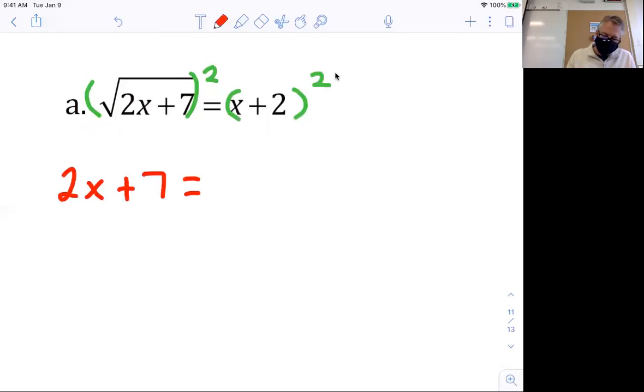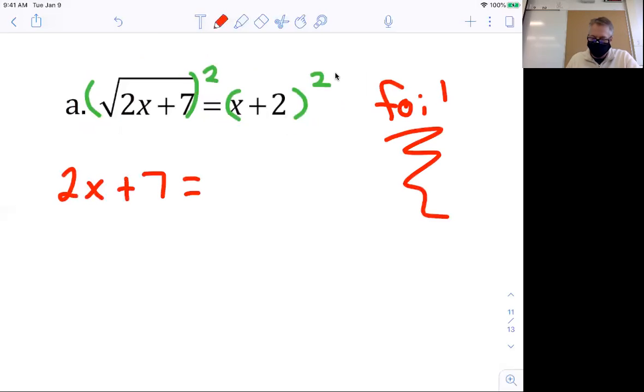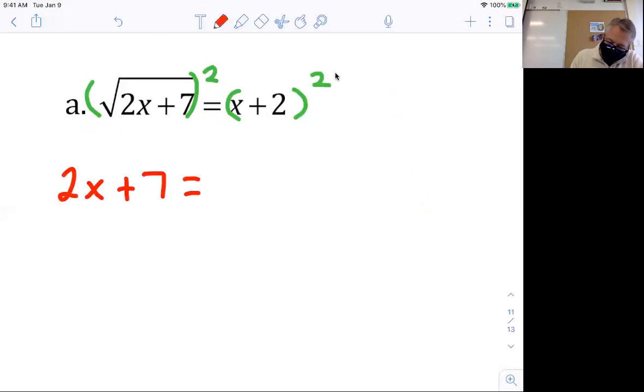On the right side, I have to FOIL this. So don't forget that that is a FOIL part. We're not just going to write that as x squared plus 4, but we have to FOIL it into x squared plus 4x plus 4. That's x plus 2 times x plus 2.